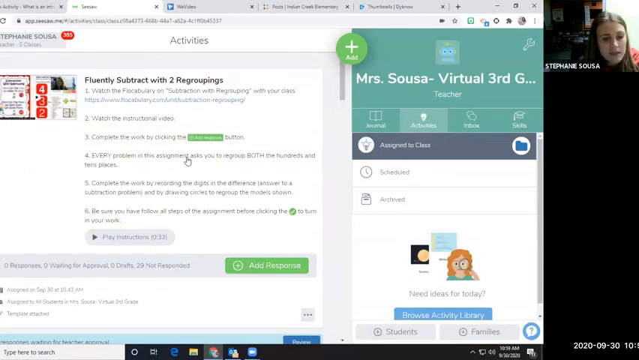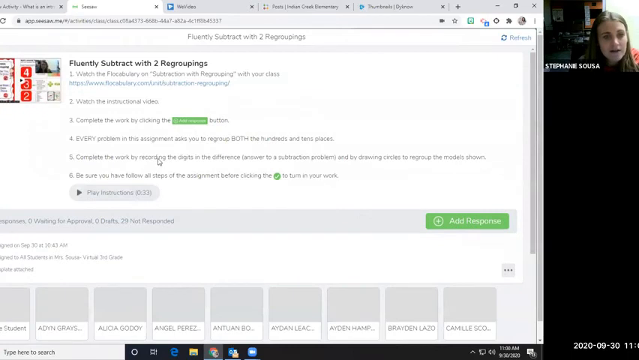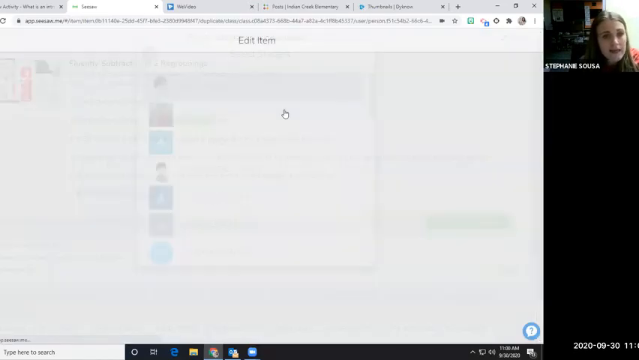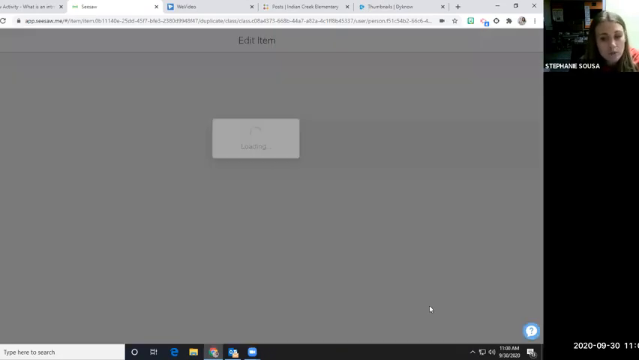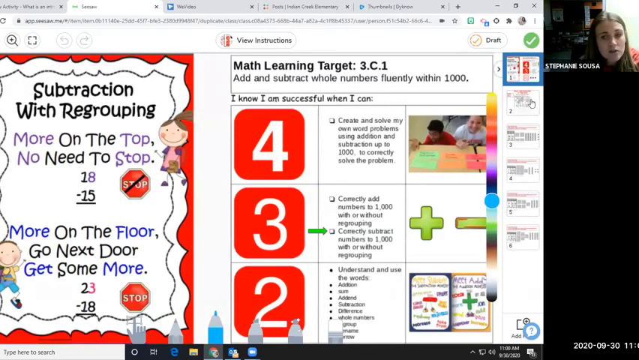Every problem in this assignment asks you to regroup both the hundreds and the tens. Complete the work by recording the digits in the difference and by drawing circles to regroup the models shown. So you are going to use the numbers and the models just like we have together today. Be sure you have followed all steps of the assignment before clicking the check. So this is going to look very similar to your work from yesterday, except today you're going to be regrouping 2 place values. So today you're going to be taking a look at equations that ask you to do both.